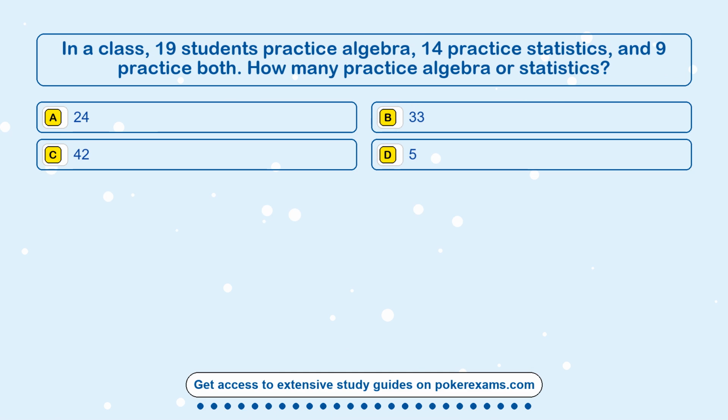Question 24. In a class, 19 students practice algebra, 14 practice statistics, and 9 practice both. How many practice algebra or statistics? Option A 24. Option B 33. Option C 42. Option D 5.